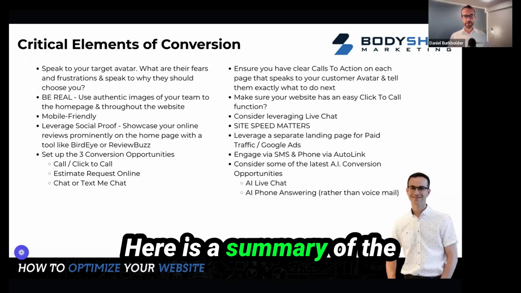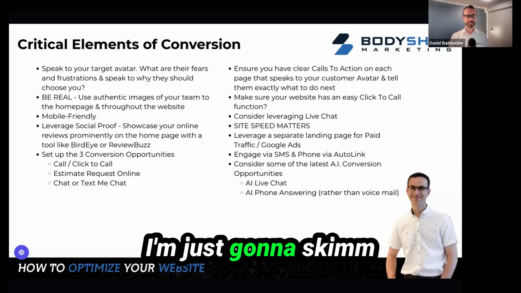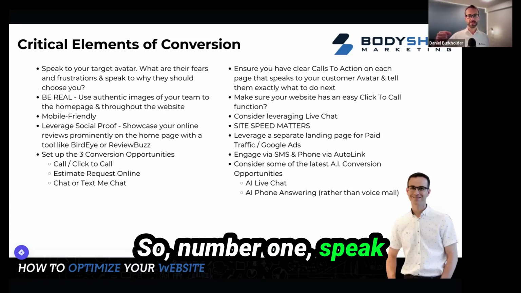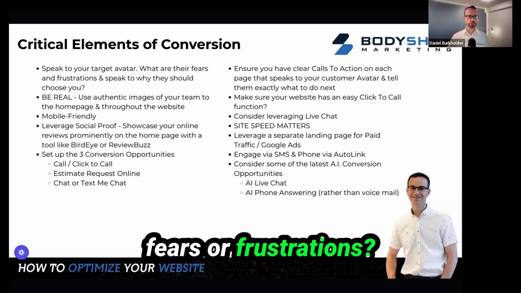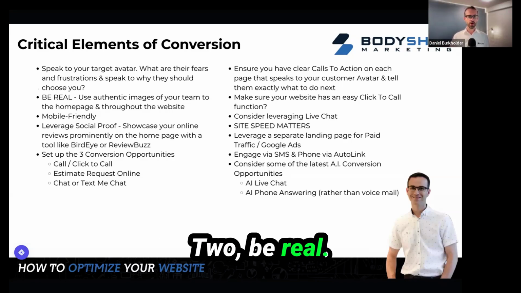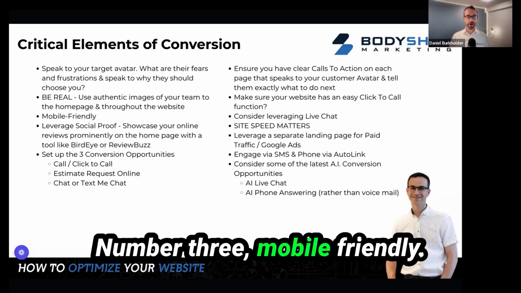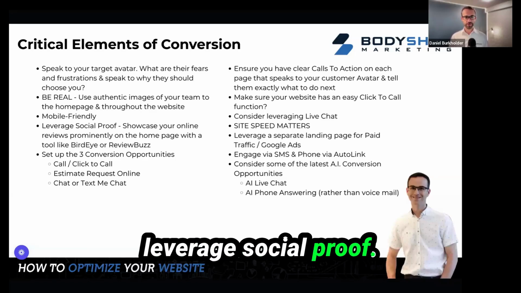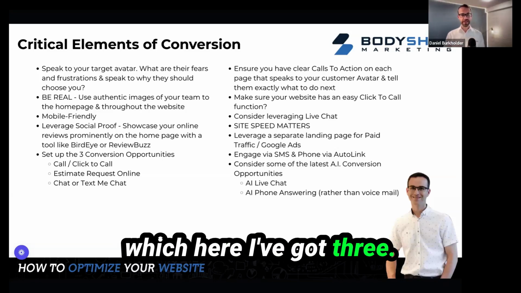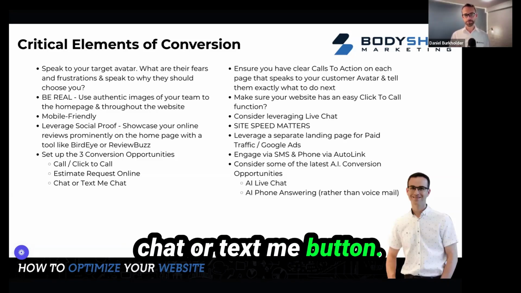All right, here is a summary of the conversion elements that we're going to be going over. I'm just going to skim over them quickly, and then we're going to dig into the details. Number 1, speak to your target avatar. What are their fears or frustrations? Why should they choose your shop? Number 2, be real. Use authentic images of your team throughout the website on the homepage. Number 3, mobile friendly. Number 4, leverage social proof. Number 5, set up your conversion opportunities, which here I've got 3: the call button, the estimate request button, and your chat or text me button.